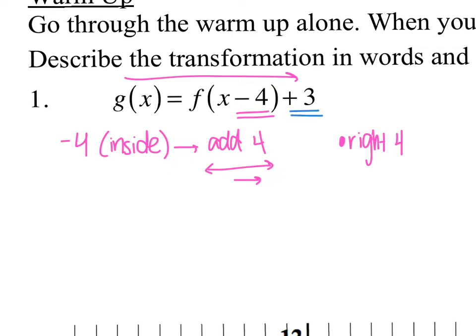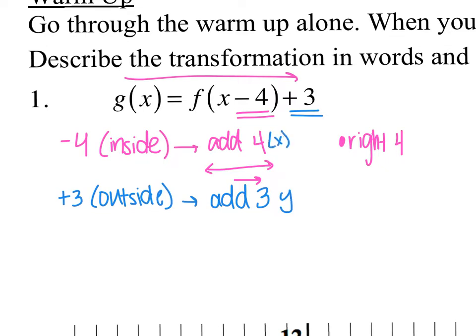Then the next number I see is the +3, which is on the outside. Okay. Since it's on the outside, that's going to change the y, and it's going to add 3 to the y. I should put x up here. Sorry, I forgot. So let's think about both of them are going to be adding, but how does that change how my graph looks? Well, the y is vertical, so this is actually a vertical shift up 3. So that's why it's really important to know, is it impacting the x or the y?